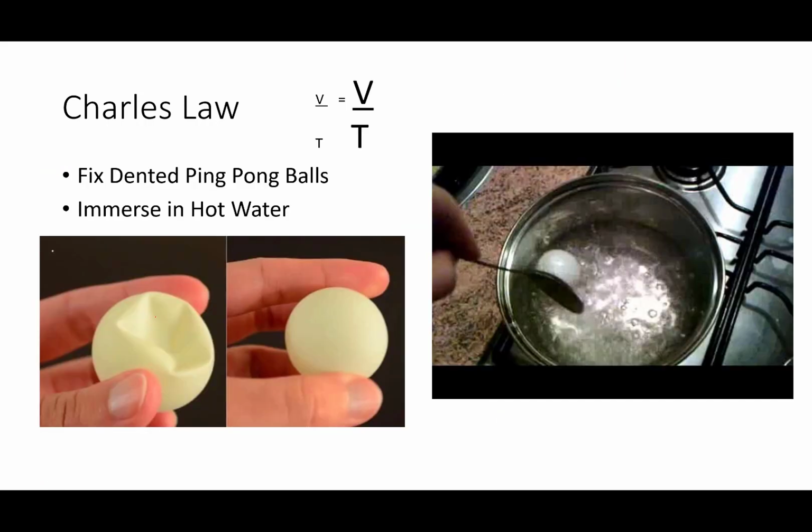Ping pong balls have a tendency to get dented. It happens. How do you undent a ping pong ball? Well, you can put them in boiling water or hot water, because when the temperature goes up, the gas inside the ping pong balls is going to expand, and Charles' Law to the rescue, it's going to undent your ping pong balls.